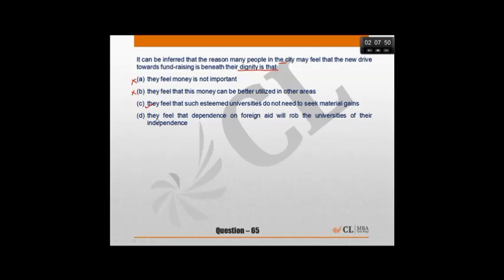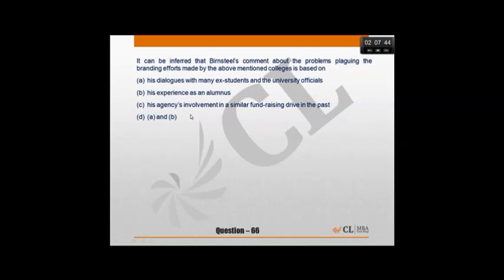This should be the answer, but let's look at the last one. They feel that dependence on foreign aid will rob universities out of scope completely. The correct answer has to be C.